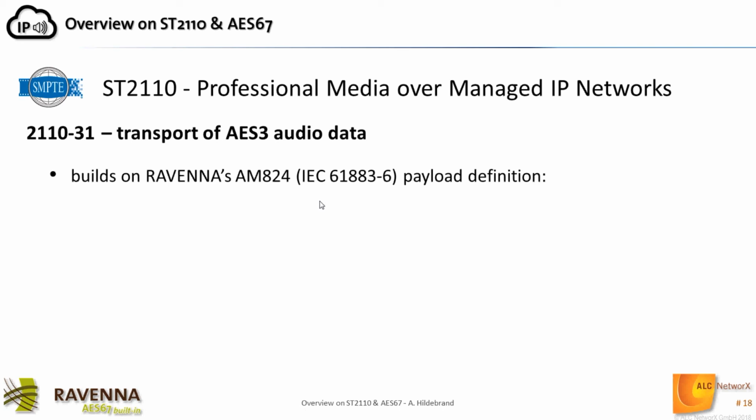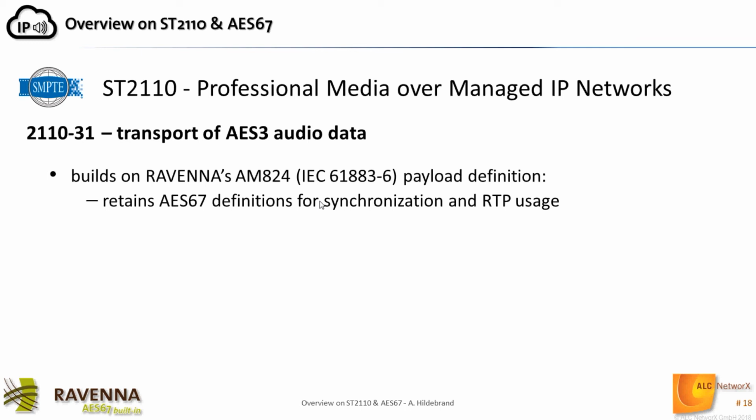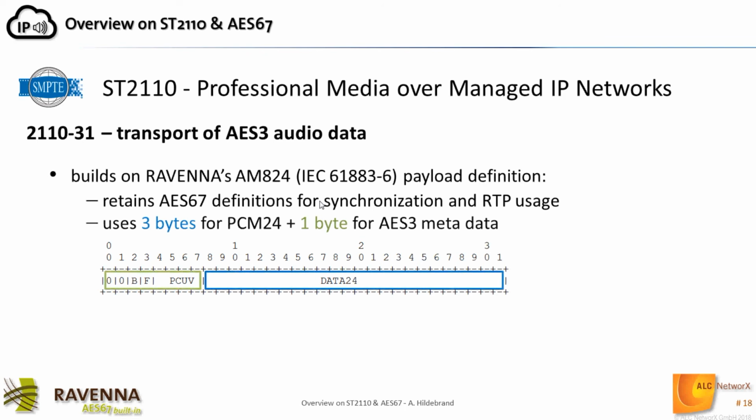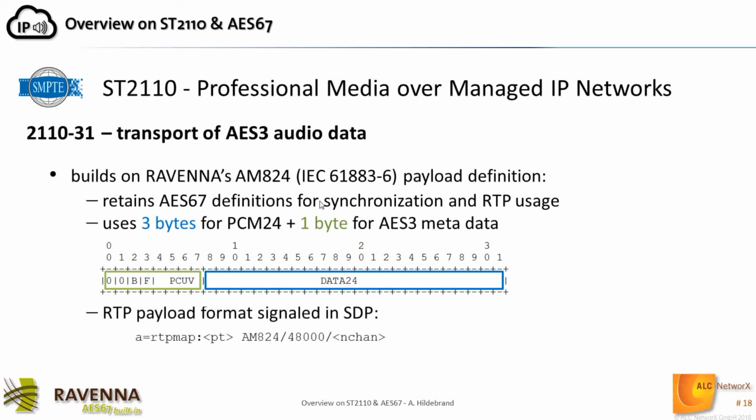So basically, all the AES67 definitions are retained, like synchronization and how RTP is used and so on. But as a payload format, we not just use 3 bytes, as we do for PCM24, we add another byte for the AES3 metadata in a way which is outlined here on the slide. So you can see the block start and frame start and PCUV bits are part of a 4-byte payload per frame or per sample. Of course, this payload needs signalization in the session description protocol, and we use the same signalization as with Ravenna in -31 as well.